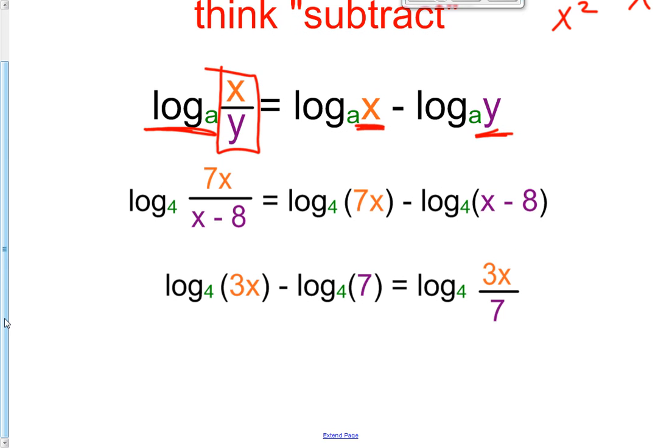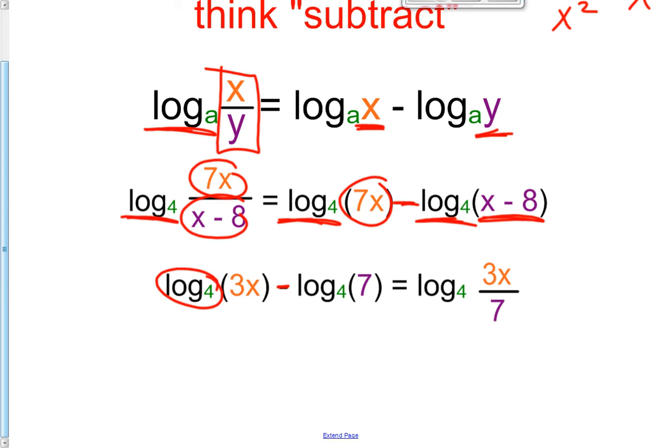So right here, log base 4 of 7x over x minus 8. Keep log base 4 in both of them. Log base 4, log base 4. And that's the log base 4 of 7x. Subtract, because we're using the quotient rule, log base 4 of x minus 8. In a similar way, if I see subtraction right here with the same log base, I can combine these by dividing 3x and 7. So it's the log base 4 of the first one divided by the second one. So 3x divided by 7. We'll be doing some practice problems with those today.